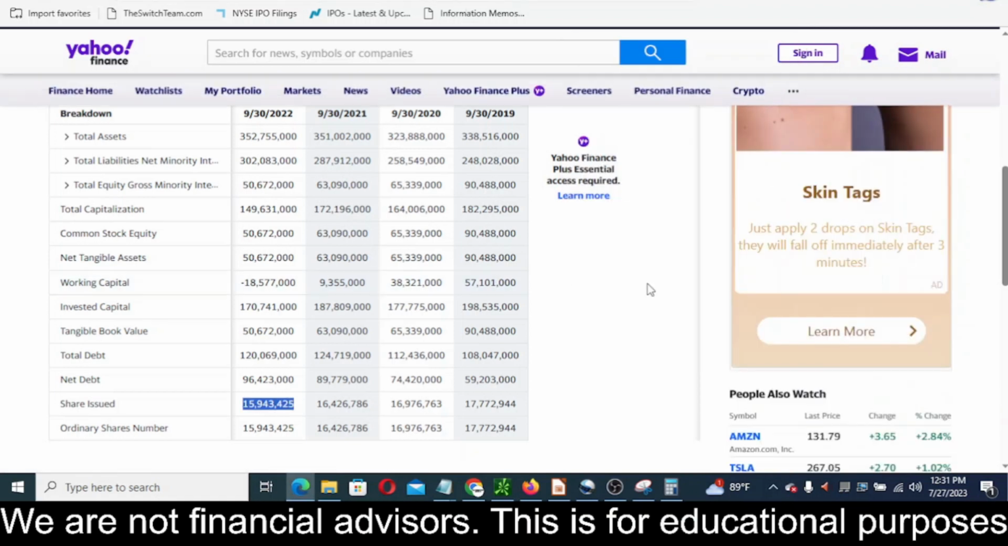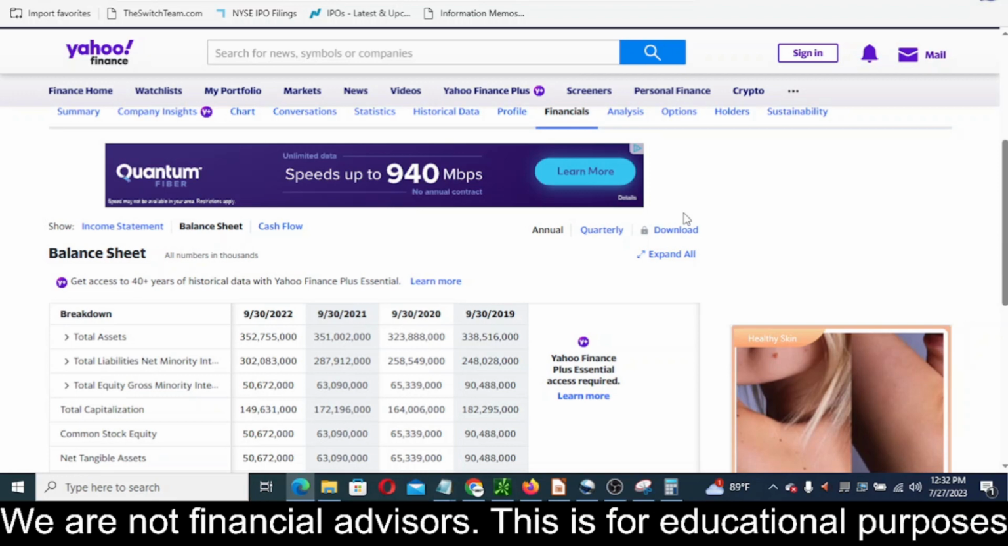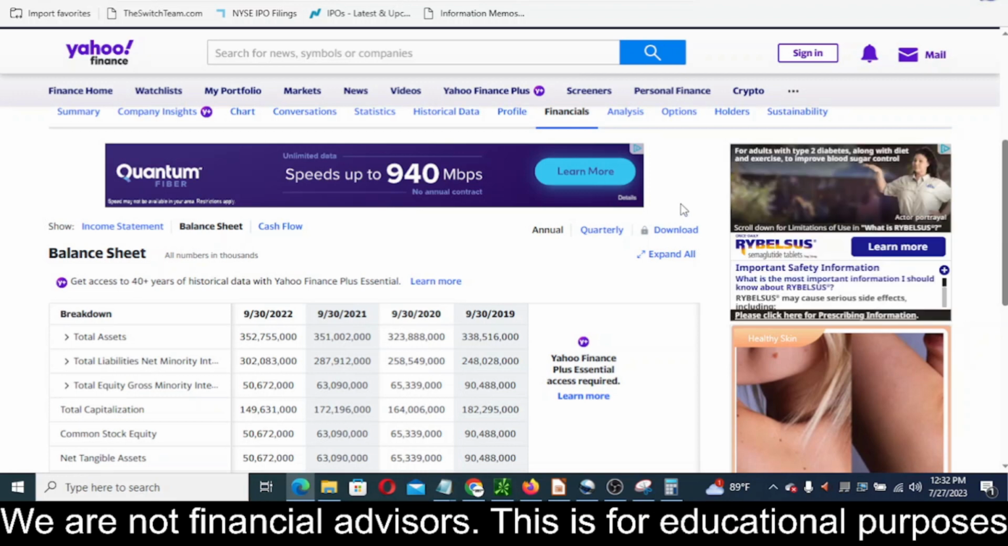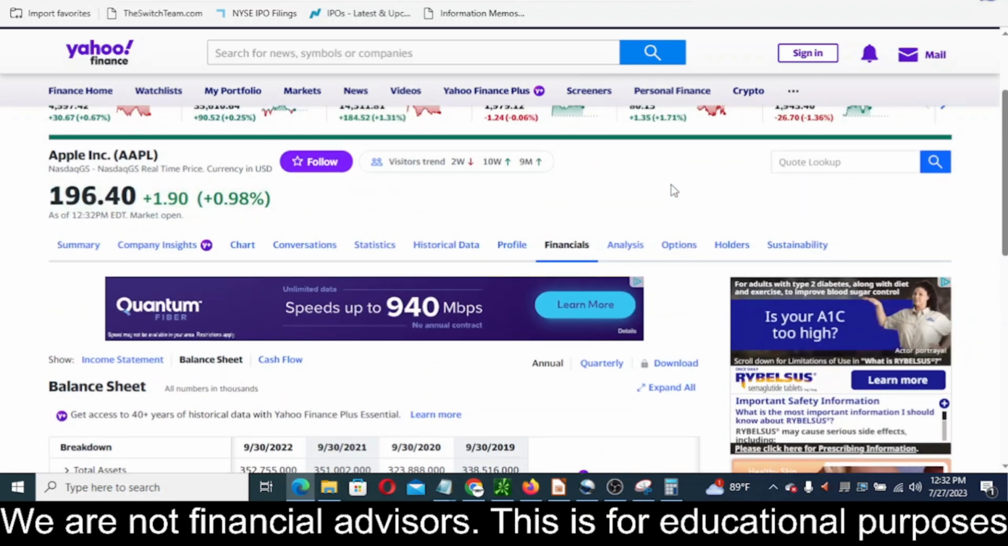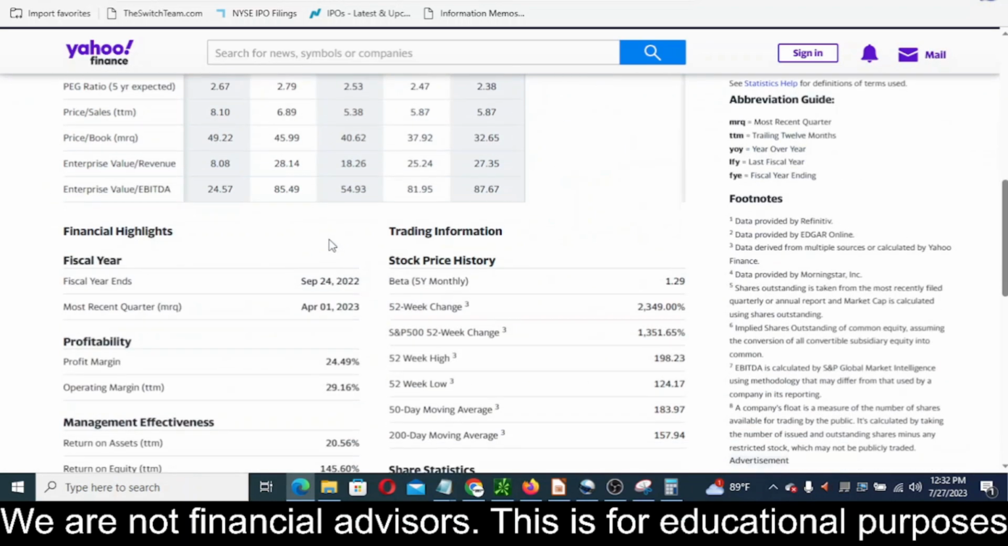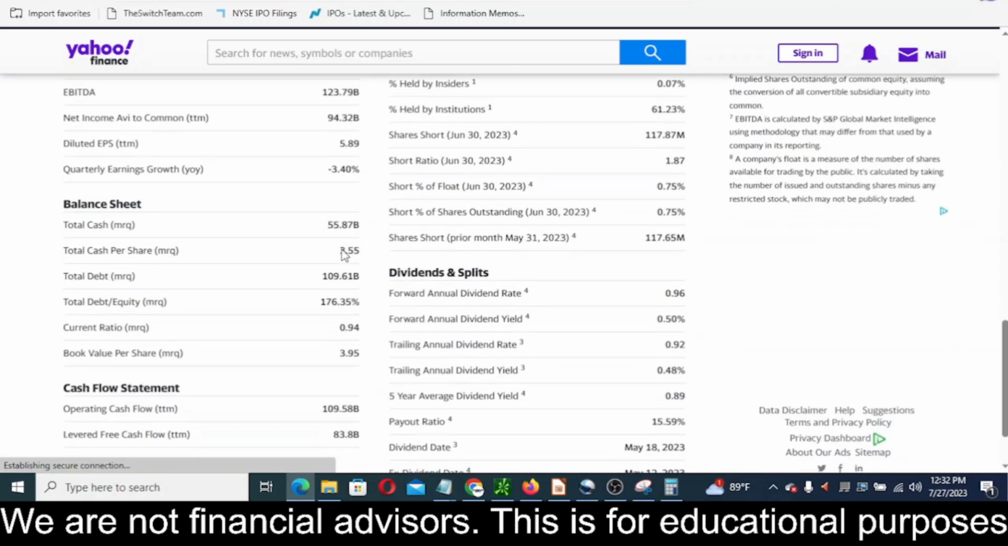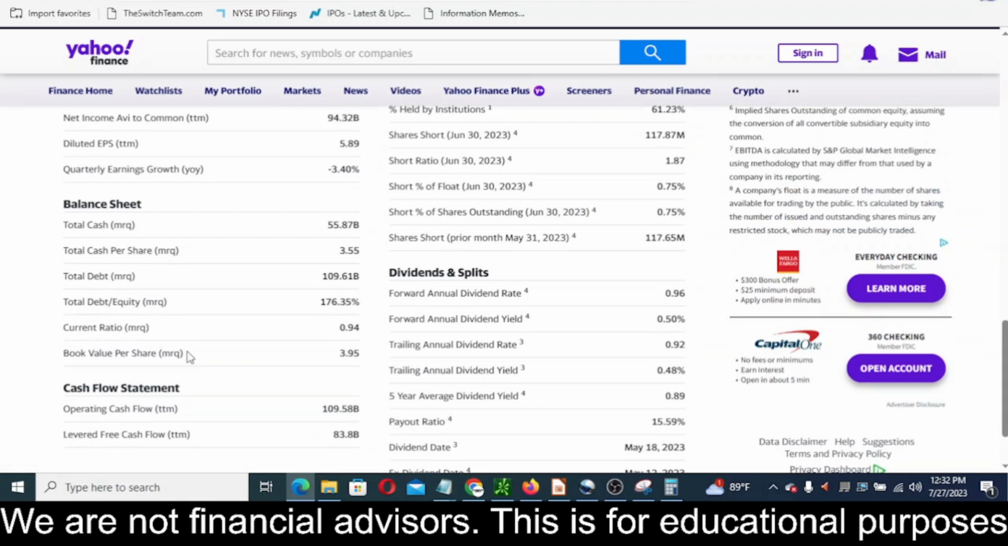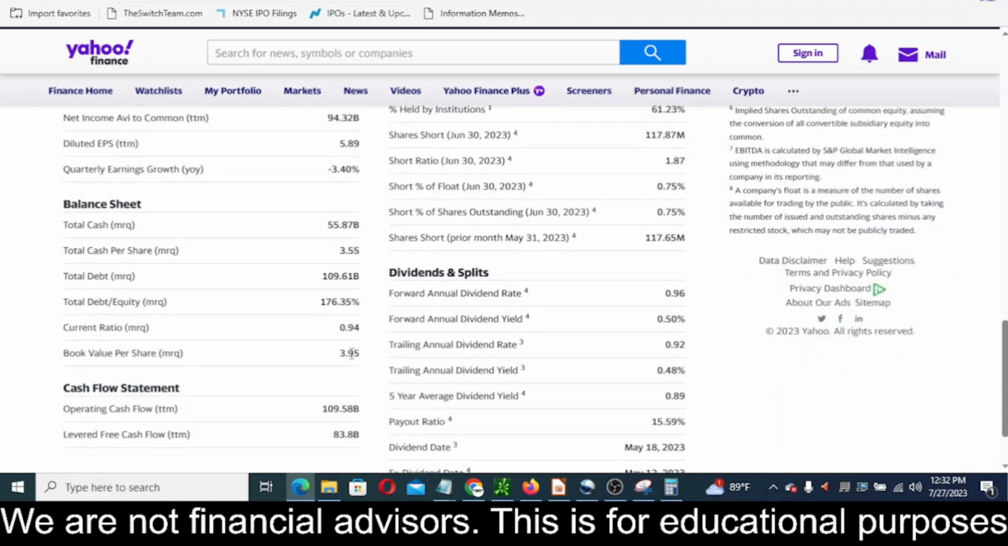There's another area in Yahoo Finance that will actually do that for you and tell you, based on the most recent reporting quarter, what that book value per share is. If you come to the Statistics tab and scroll down under the balance sheet part, you'll see the book value per share based on the most recent quarter. I know we were showing examples from the end of 2022, but for the most recent quarter, it's actually almost $4. That's the book value per share.